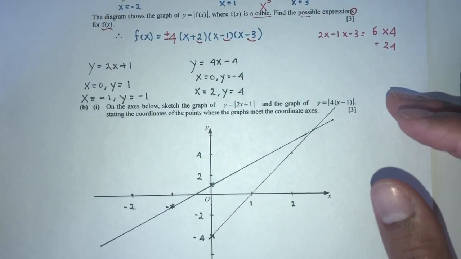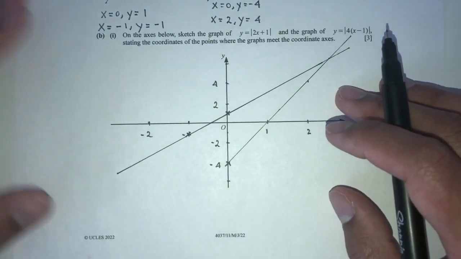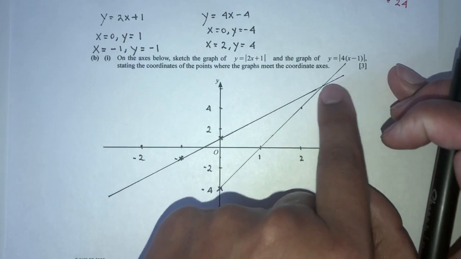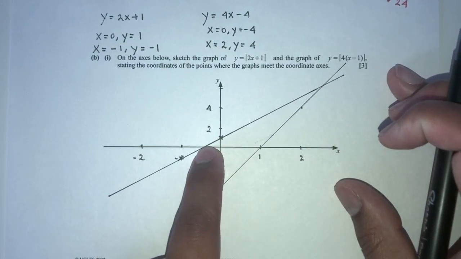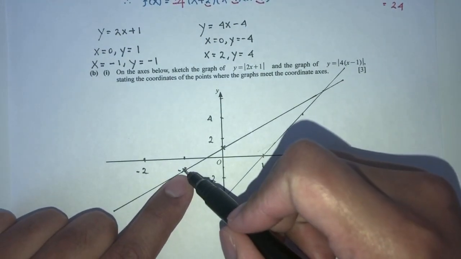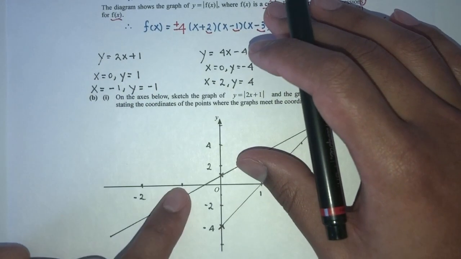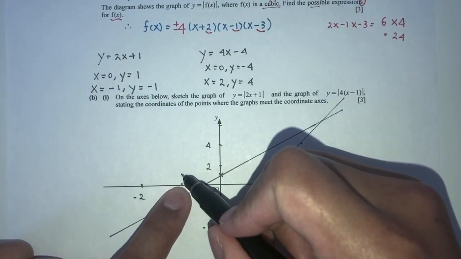Now, what does a modulus curve mean? It means everything that is below will come above, right? So as you can see here, we have this one. From this point on, everything here will reflect on top. So this point, which was minus 1, minus 1, it will become 1. Has to go on top.